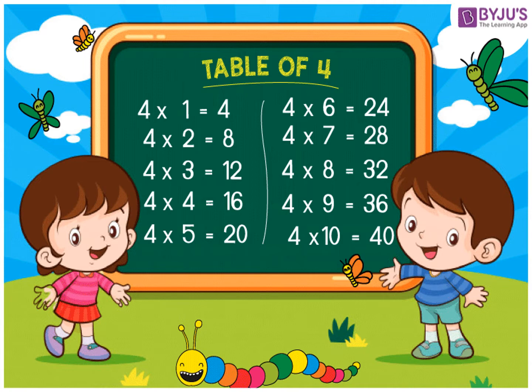4 times 7 is 28. 4 times 8 is 32. 4 times 9 is 36. 4 times 10 is 40.